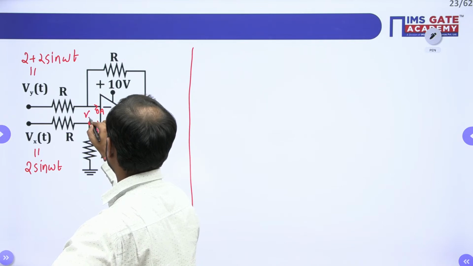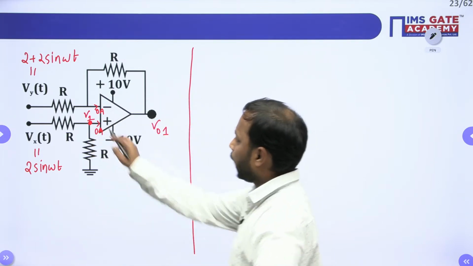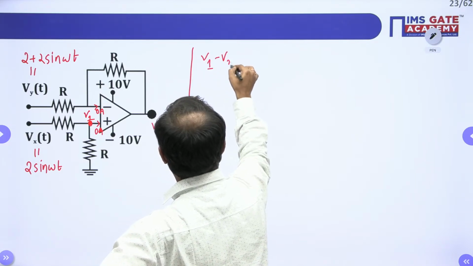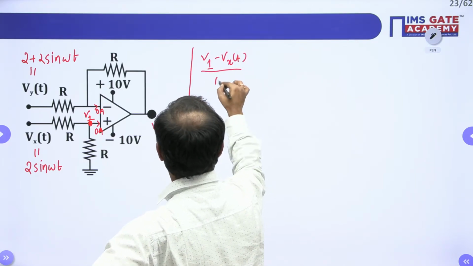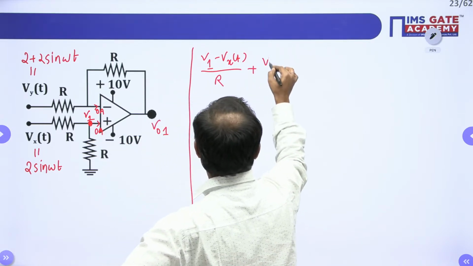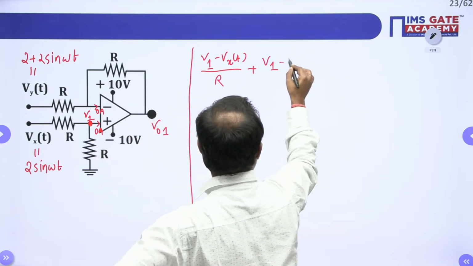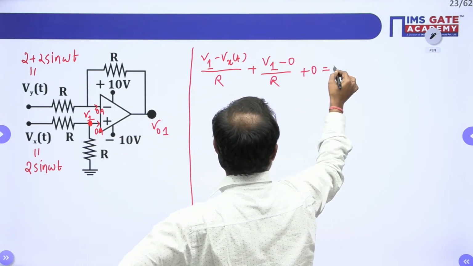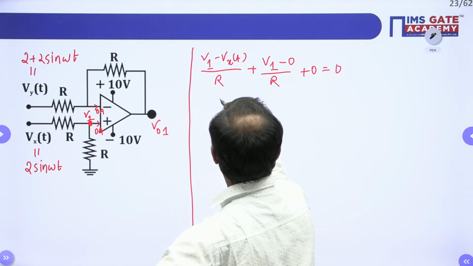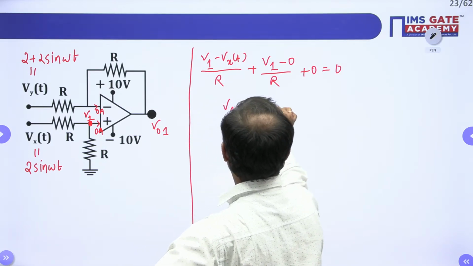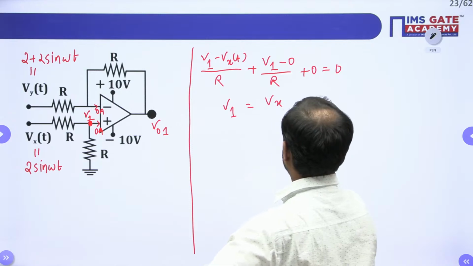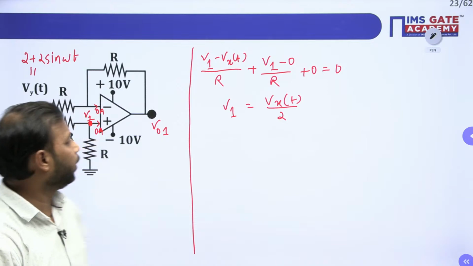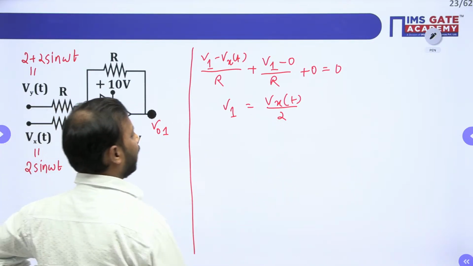This is V1. Now apply the KVL here at this node. V1 minus Vx of t whole divided by R plus V1 minus 0 whole divided by R plus 0 ampere, because of the ideal op-amp. So what value of V1 are we getting? We are getting Vx of t by 2. Everybody, is it clear? We are getting Vx of t by 2.